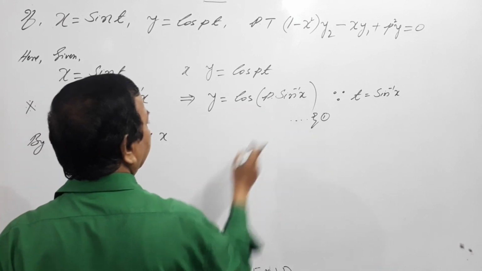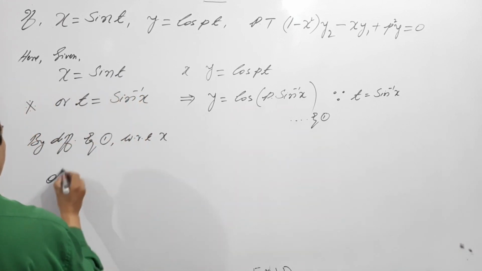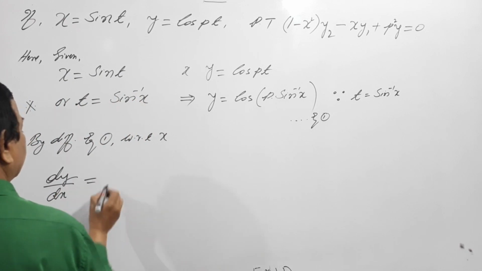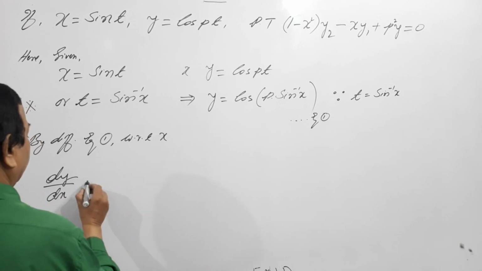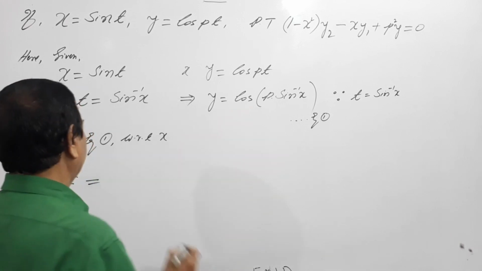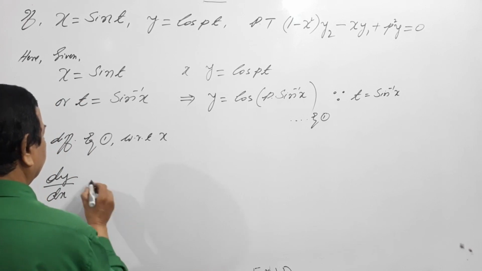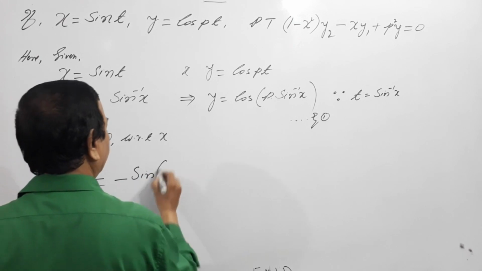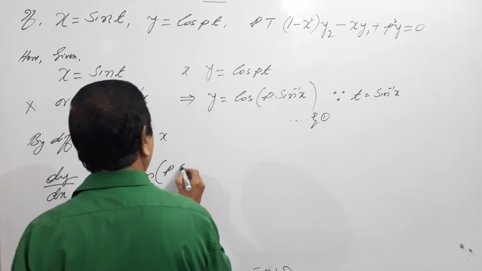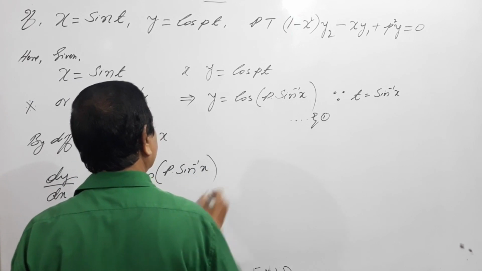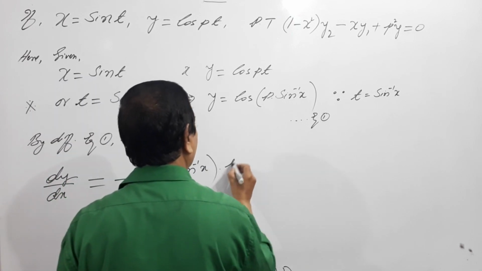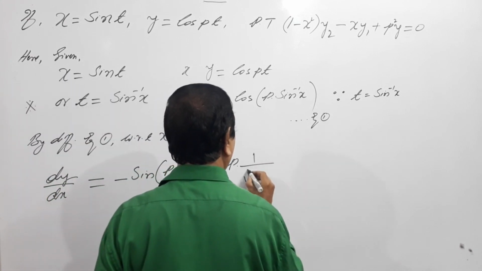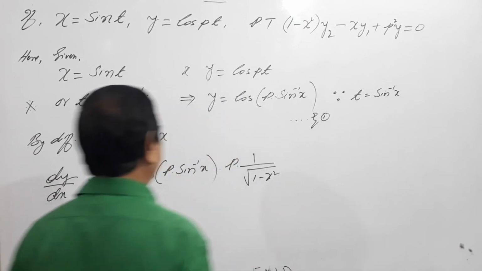So remember, this is a composite function. So dy by dx equals, if you differentiate cos, you get minus sine of p sine inverse x into the derivative of p sine inverse x, which is p under the root 1 minus x square.